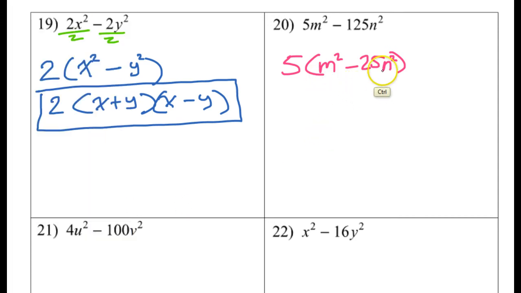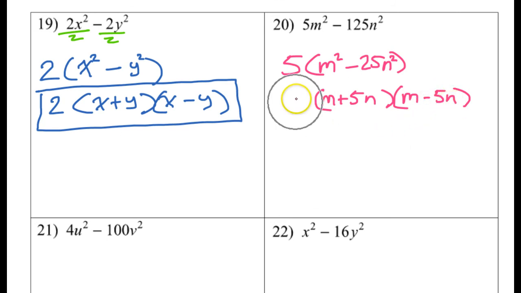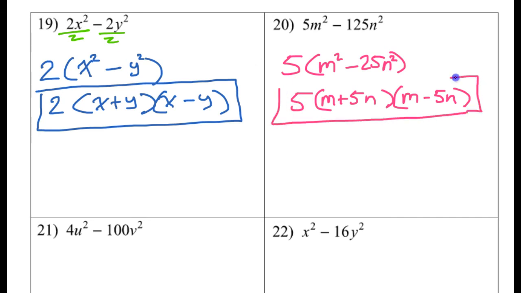Now, inside the parentheses, this is the difference of 2 squares. 25 is a perfect square. So we need to keep going and factor this further using the difference of squares pattern. One will be plus, one will be minus. And everything gets split evenly. So I will have m plus 5n and m minus 5n. And bring down the 5, and this is your final answer.